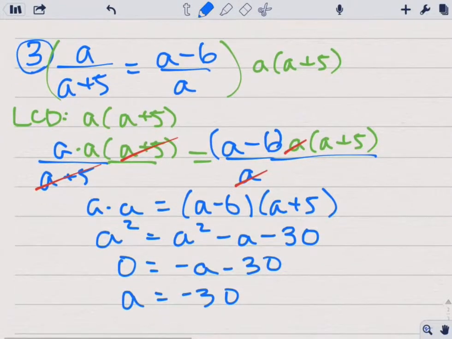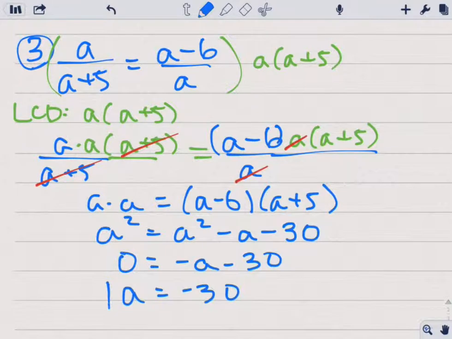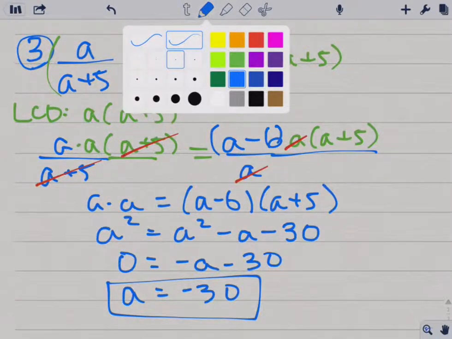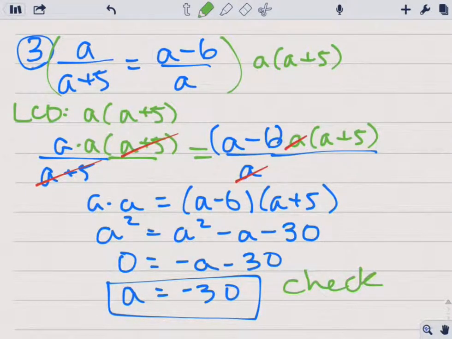Again, we want to check. So I take this, I'm going to check. Alright, look up here. If I plug in negative 30 there, do I get 0? No, I get negative 25. If I plug in negative 30 there, do I get 0? No, I get negative 30. Okay, so we're good to go. Let's look at another example.